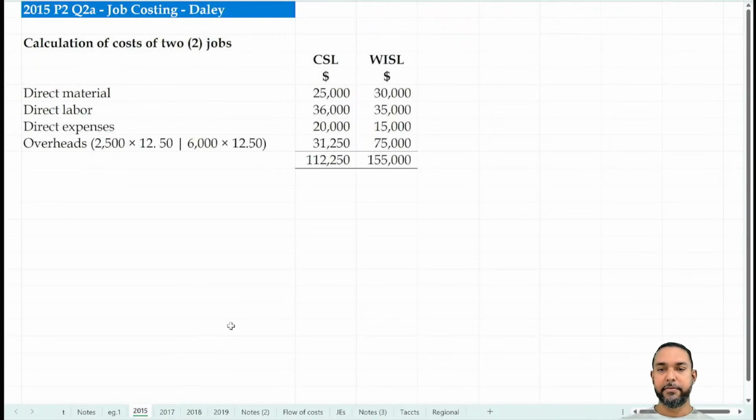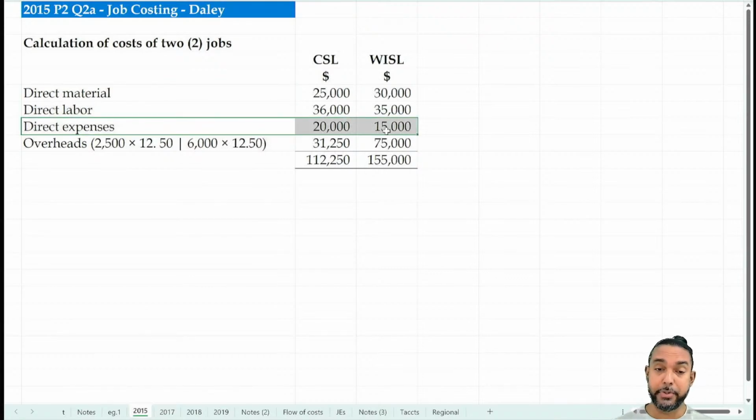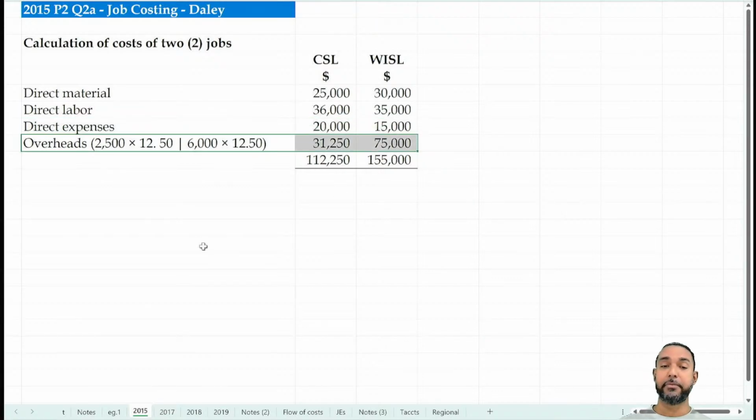All right, so I did a couple of questions for you all to try on your own. The 2015, as you can see, materials plus labor. In this case, we had other direct expenses, which we had to include. And then, of course, we had the overhead, which we found the overhead rate and we multiplied.